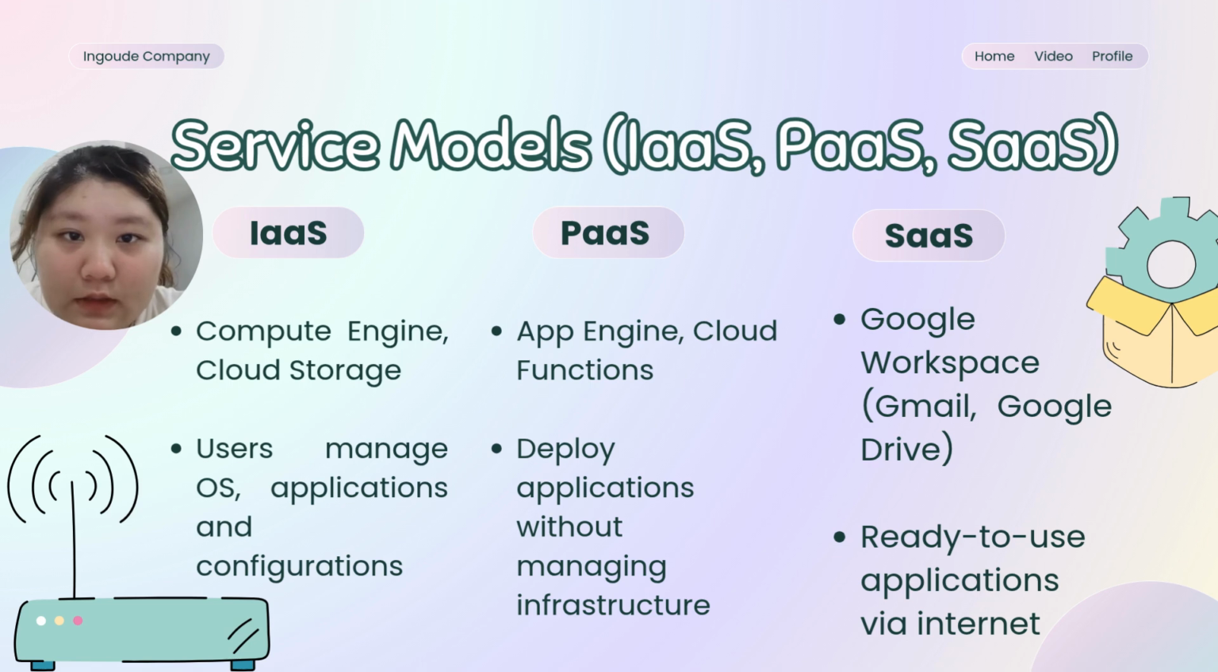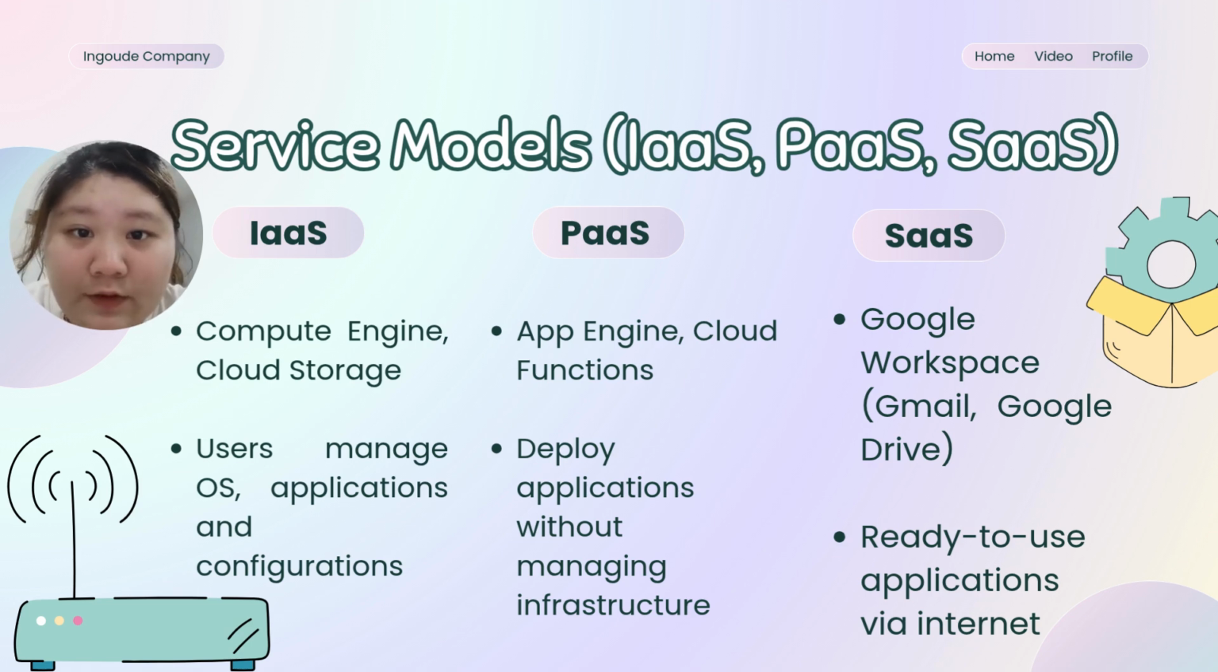The second model is Platform as a Service, or PaaS. Examples include App Engine and Cloud Functions. This service allows developers to deploy applications without managing the underlying infrastructure. The third model is Software as a Service, or SaaS. Examples include Google Workspace, Gmail, and Google Drive. These are ready-to-use applications that can be accessed directly through the internet without any installation or infrastructure management.